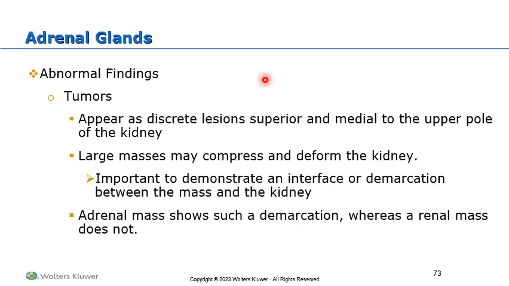Okay, adrenal gland tumors. So we know that the adrenal gland is very involved with our hormones. So adrenal gland tumors can have significant impact on hormones as well as blood pressure, as well as our fight or flight response. The tumors in adrenal glands appear as discrete lesions, usually in the superior and medial area of the upper pole of the kidneys. So we would again have to find this tumor and really assess, is it part of the kidney or is it part of the adrenal gland? If it's part of the adrenal gland, it can still compress and deform the kidney, which makes the separation of the two that much more difficult.